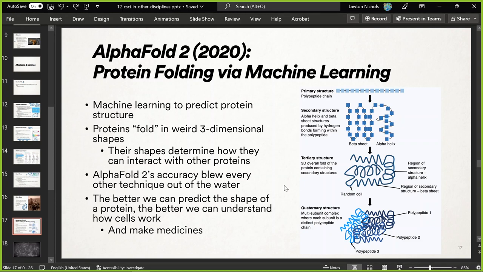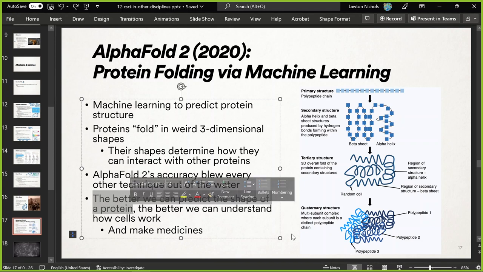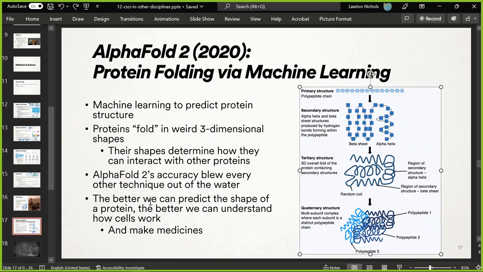And that's going to help us help people. The better we can predict the way that a protein will fold, its three-dimensional shape, the better we can understand how cells work. Because what are cells but a bunch of proteins doing cool stuff, right? Interacting with each other. And on top of that, we can make medicines that target things. We can better understand how our bodies work, how cells work, how proteins work, and hopefully cure some people along the way. And so that's a really, really great advancement that's quite recent.